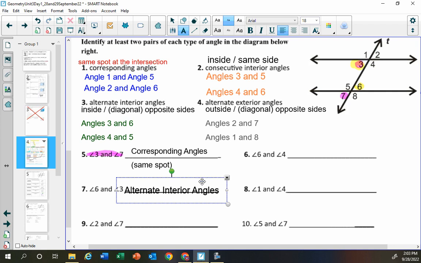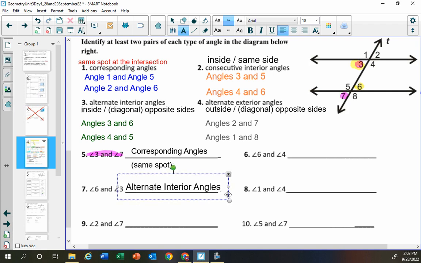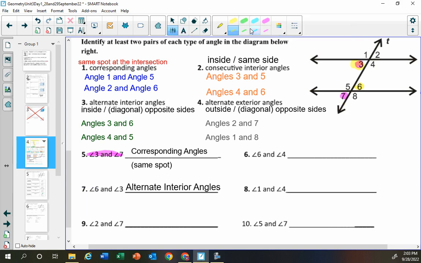Yep. They're alternate interior because it's inside, but they're diagonal opposites. And then 9 is alternate exterior. All right, so 9, 2, 7. Alternate exterior. Exactly.